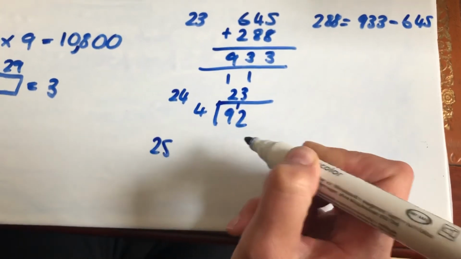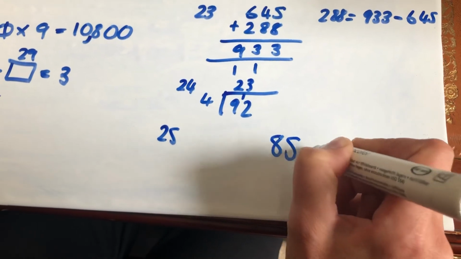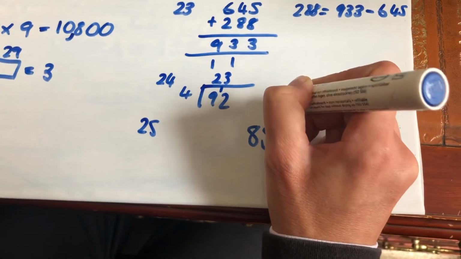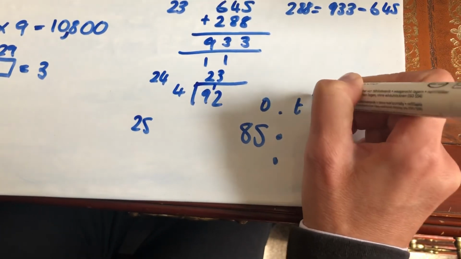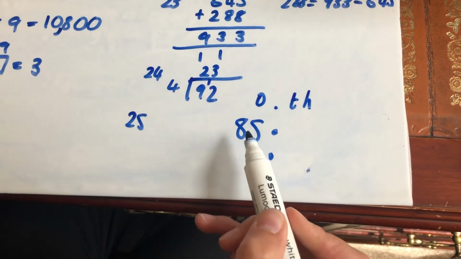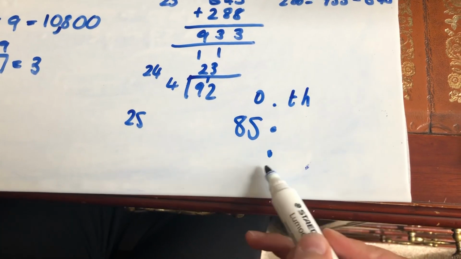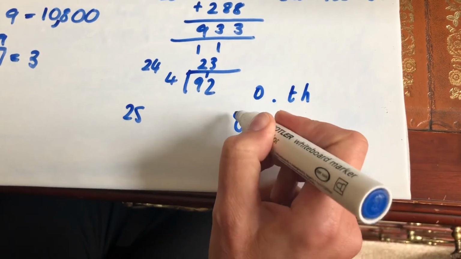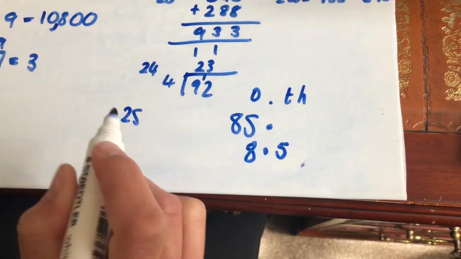And question 25, 85 divided by 10. Here's my place value grid. Here's my ones. Here's my tenths. Here's my hundredths. We're dividing by 10, so each digit moves 1 jump to the right. So my 5 will go in my tenths column, and my 8 will go in my ones column, giving me 8.5.